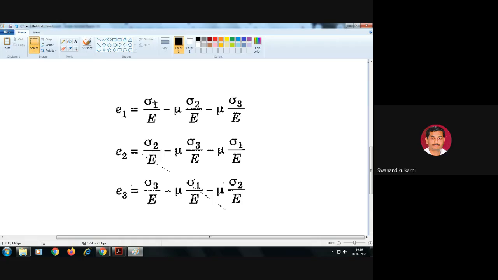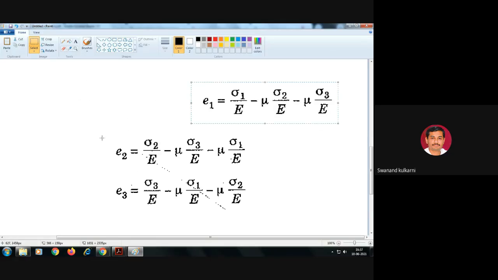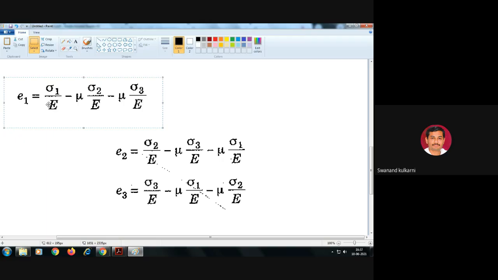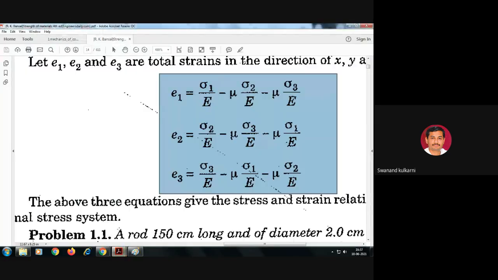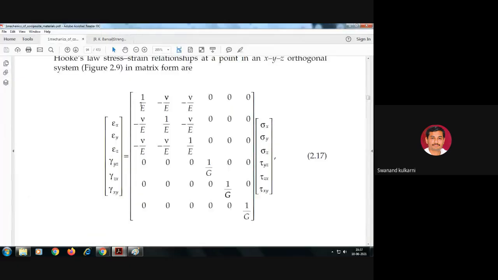In that case, sigma 1 is equal to sigma 2 is equal to sigma 3, as far as this particular E1 is concerned. Suppose we are considering only this portion, then what is going to happen? E1 will be represented in terms of 1 upon E, sigma 3 and sigma 2, all three sigma are the same. We take sigma common, in the bracket it will be 1 upon E minus mu into 1 upon E minus mu into 1 upon E. Is it okay? Now let us come here, 1 upon E minus mu upon E minus mu upon E.